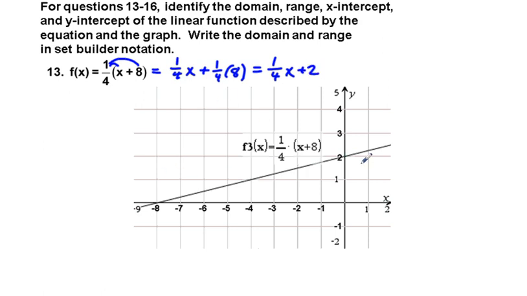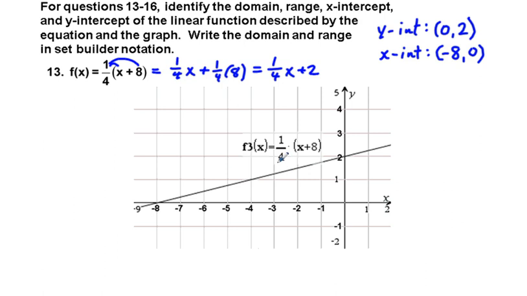So we can see that we do have a y-intercept of 2. So I'll put y-intercept, comma, I'll put the coordinate pair form, 0, 2. Okay. An x-intercept down here according to the graph looks to be -8. And I'll put the coordinate pair -8, 0.